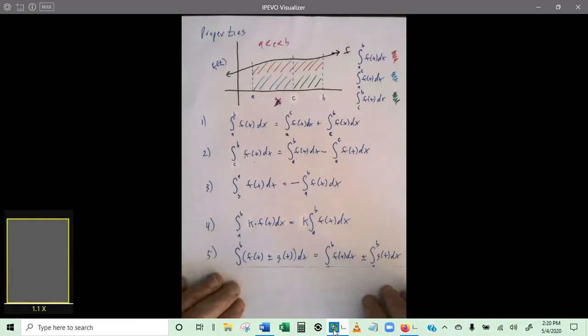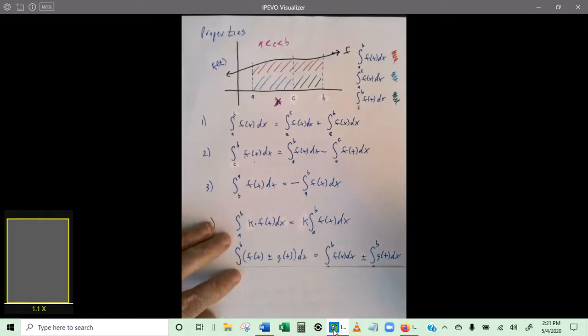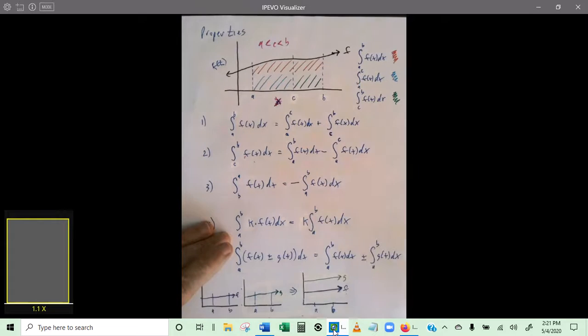Now, there's one more property that I want to go over here. You'll have this sheet, by the way, with all the properties on it. I'm going to do some examples, but that'll be the next video. So I'm going to keep going here. Now I want to show you the next one, which will be kind of the last one.